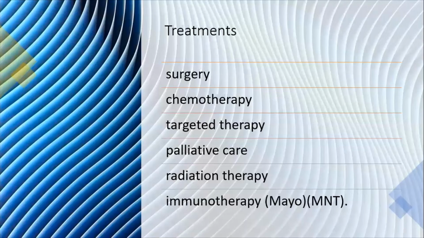Treatments for ovarian cancer include surgery, which would be the removal of the tumors, ovaries, and possibly other internal reproductive organs; chemotherapy; targeted therapy, which are medications that target only the cancer as opposed to a medication that works throughout the entire body; palliative care, which is relieving the pain and the symptoms of the ovarian cancer; radiation therapy, which is, of course, using radiation to target the cancer cells; and immunotherapy, which takes advantage of an individual's immune system.